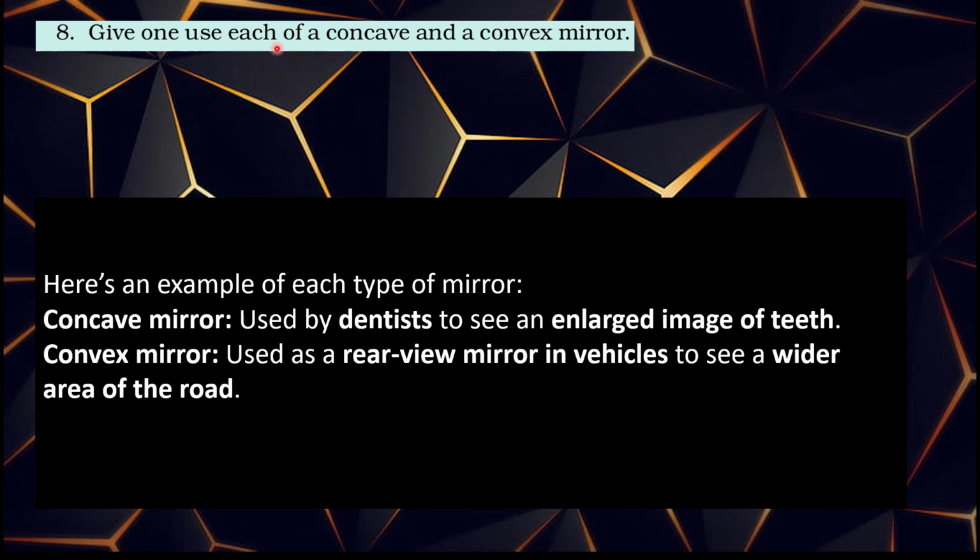Eighth one, give one use each of a concave and a convex mirror. Here is an example of each type of mirror. Concave mirror: used by dentists to see an enlarged image of teeth. Convex mirror: used as a rear view mirror in vehicles to see a wider area of road.